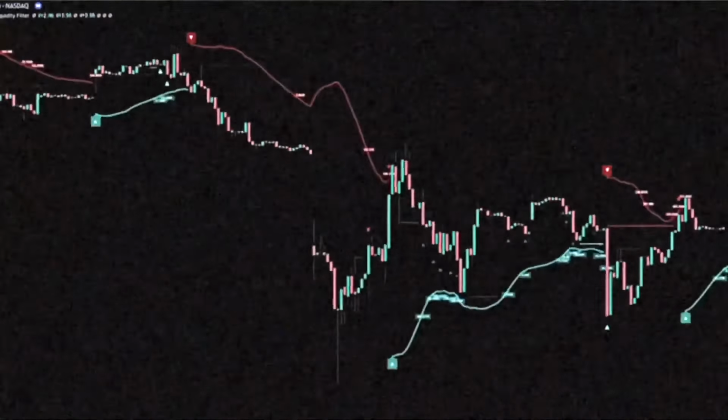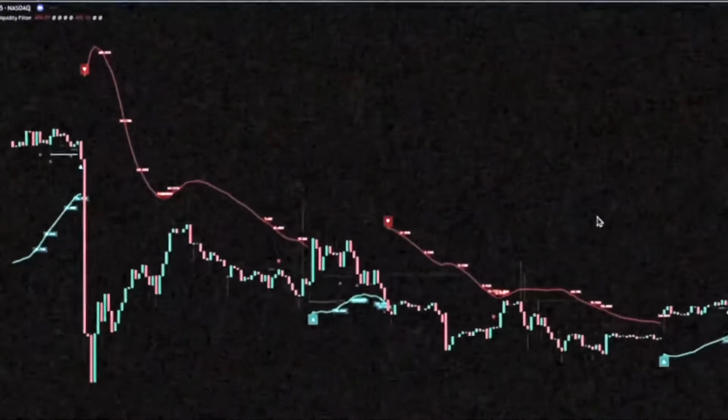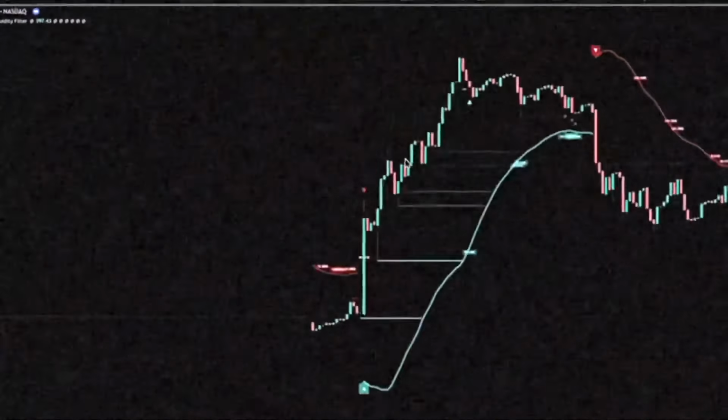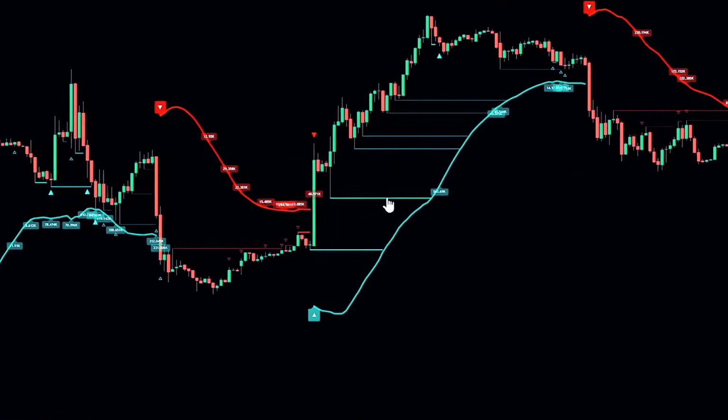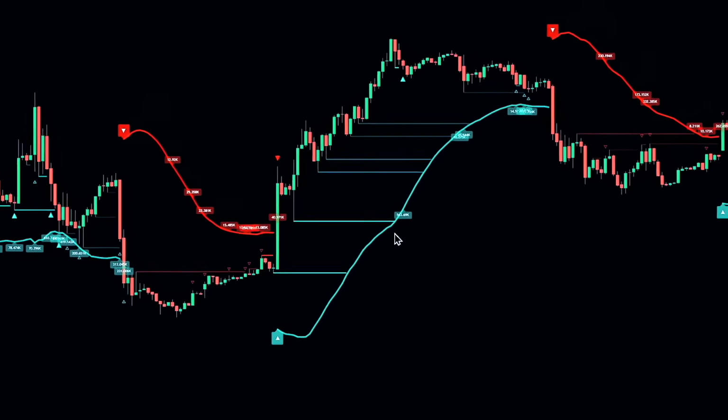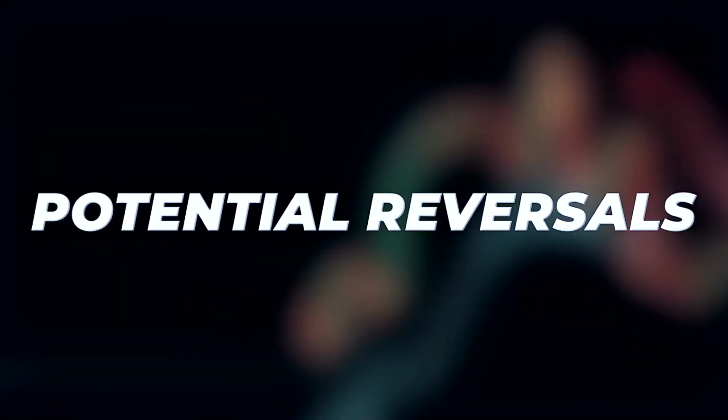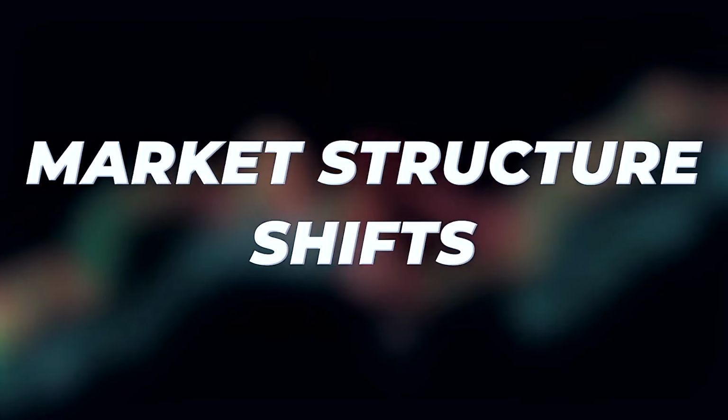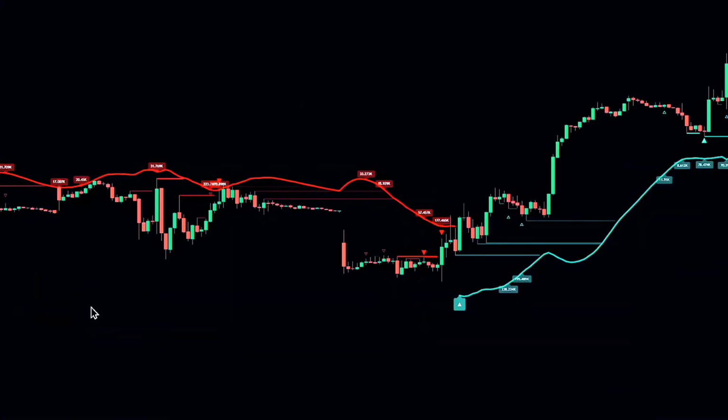It's when a ton of orders like buy stops, sell stops, or stop losses get hit all at once, causing a sharp price move. This indicator helps you catch these moments, which often signal potential reversals or shifts in the market's structure, especially in wild, volatile conditions.